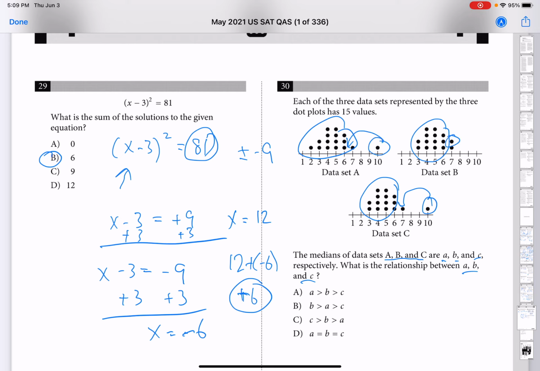Okay, so the median should not change, guys, because if you think about it, they only changed the last dot in each position. So that means that the median is going to stay the same. So 30 should be D because all the medians are the same. All the other data is looking the same.